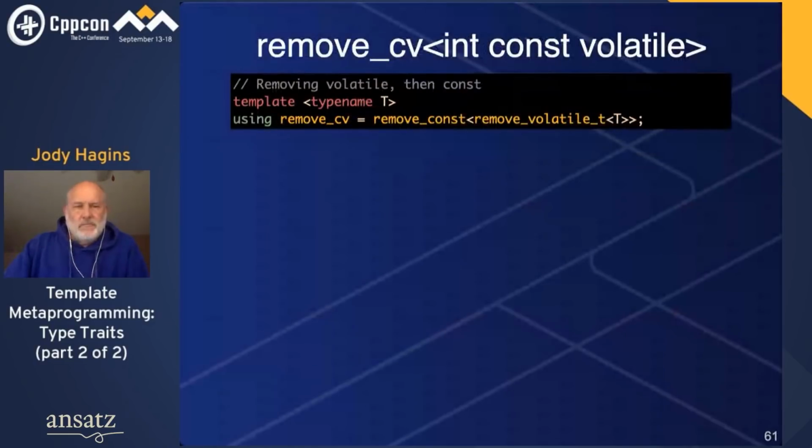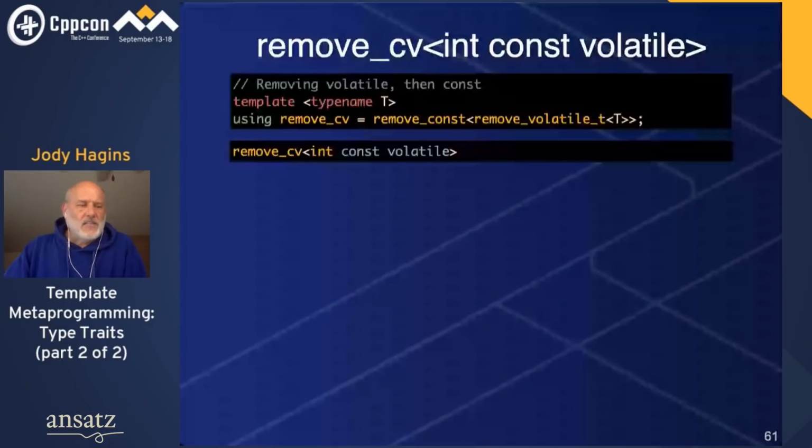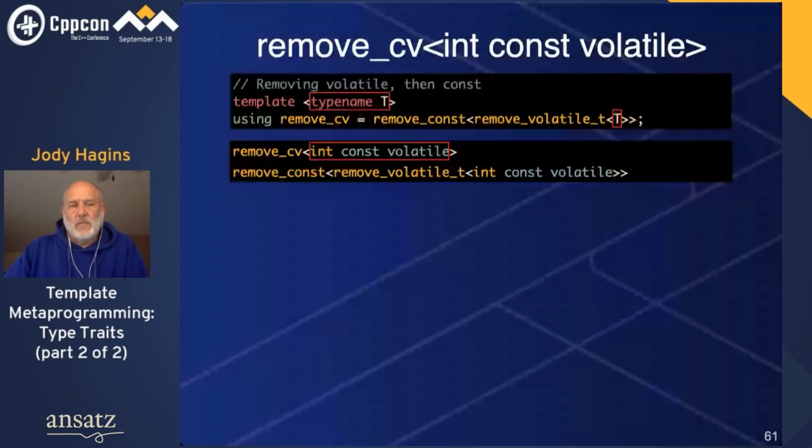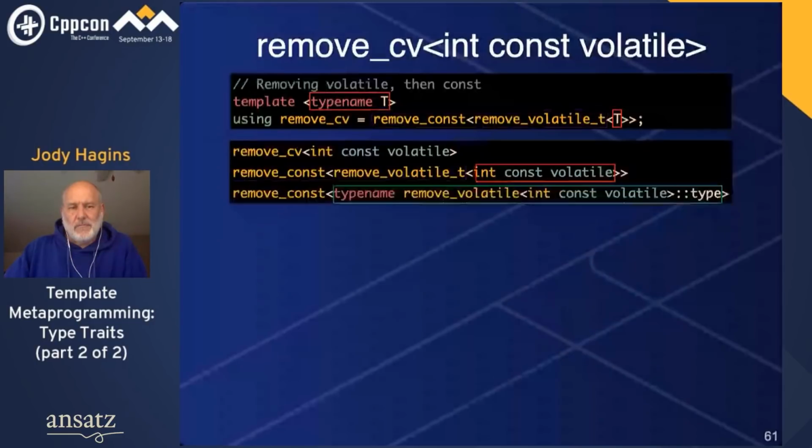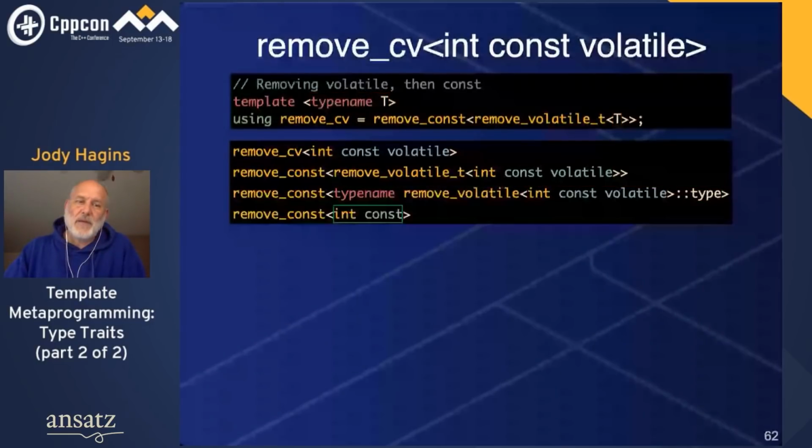So let's look at an example. Remove CV of int const volatile. There's the type. It's going to be the same thing as remove const of remove volatile T, int const volatile. There's our type, which is going to be the same as remove const of type name, remove volatile, int const volatile type, which is then going to be the same as remove const of int const. So what we've done is we've given it int const volatile. That has gone into the remove volatile metafunction and it's been invoked, because we see the underscore T means invoke the remove volatile metafunction. Get its type and return it. So it stripped off the volatile part and returned int const. And then that got pulled back, and so now we have remove CV is equal to remove const int const.